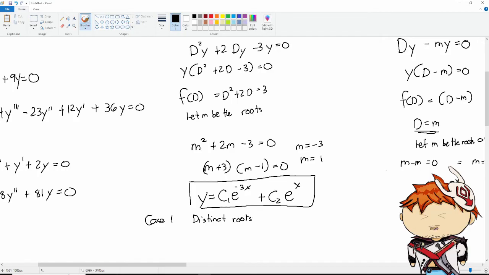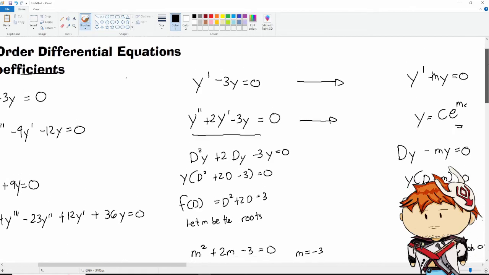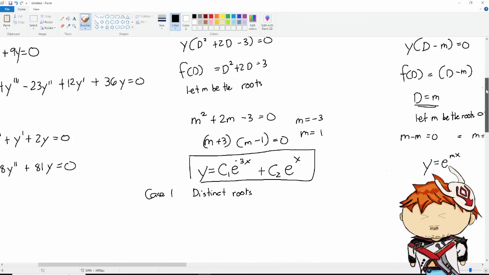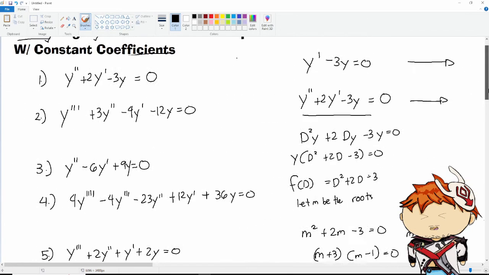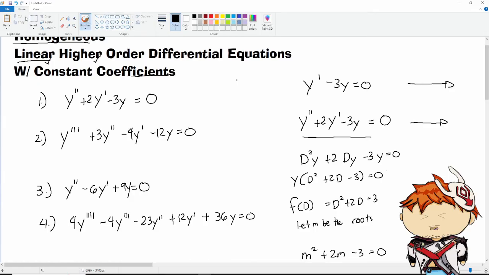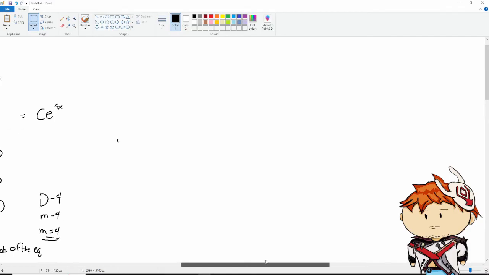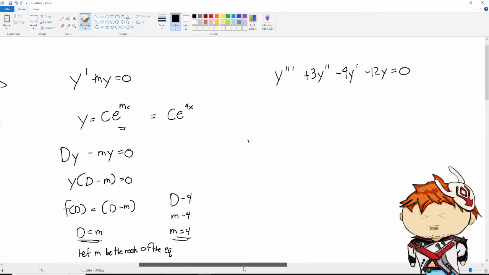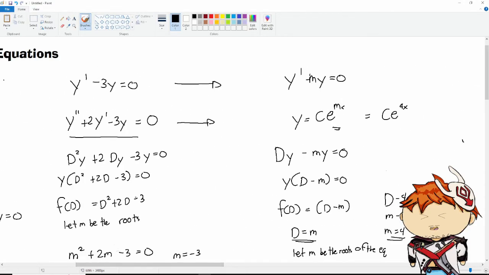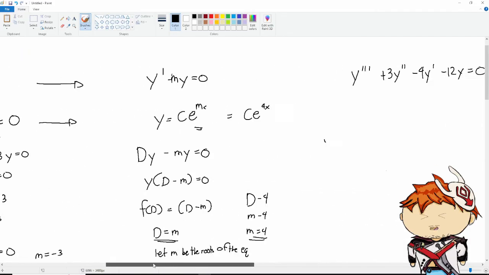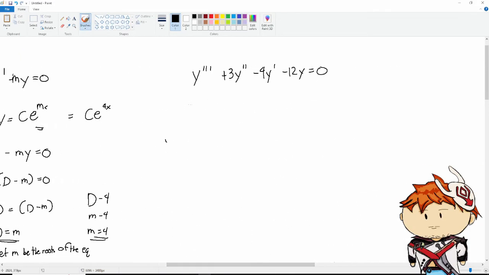Another example, maybe that's too much explanation, right? Let's just solve. Let's have another example. I hope you are taking all the information in. But let's just solve for a differential equation. So let's go for number 2. We're going to do the same format: we convert to differential operator, find the polynomial, and solve for the roots.